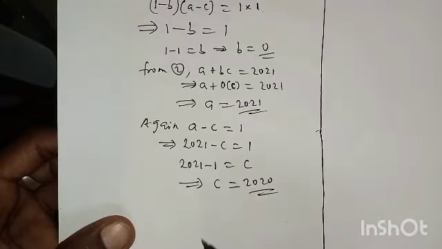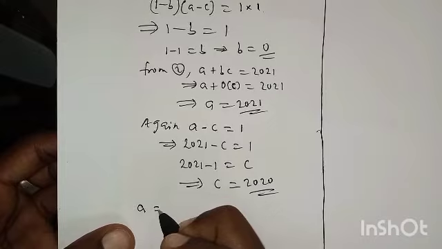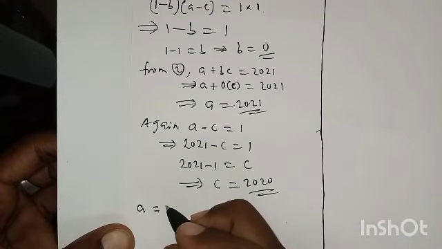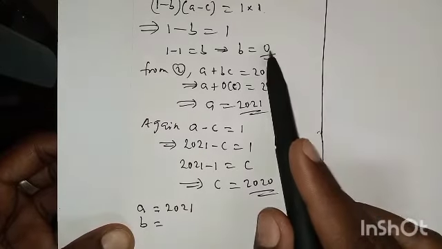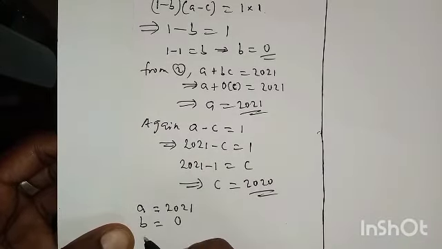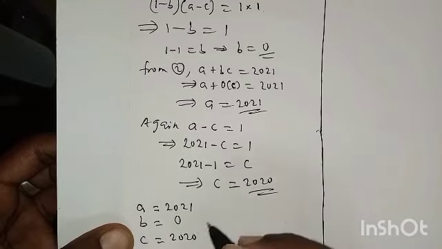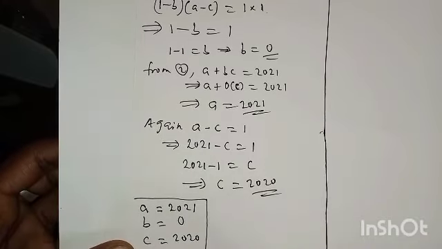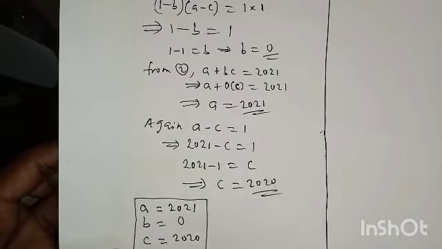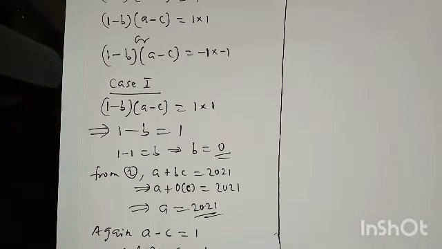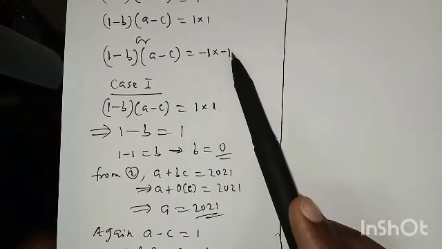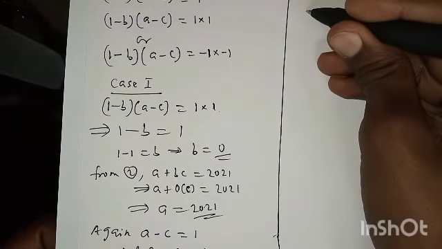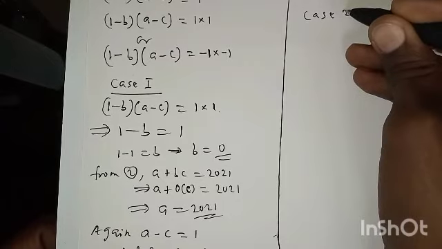So therefore, in this case 1, our a is 2021, our b is 0, and of course our c is 2020. This is according to case number 1. So already this is our case 1, that is 1 times 1, and we have case 2, which is minus 1 times minus 1. So we take case 2.